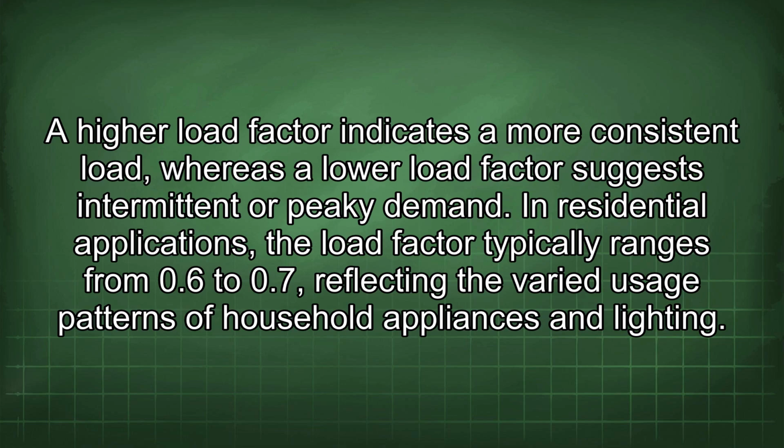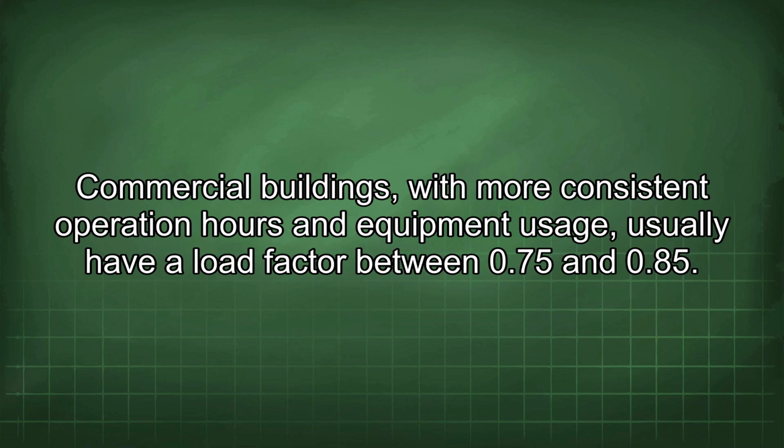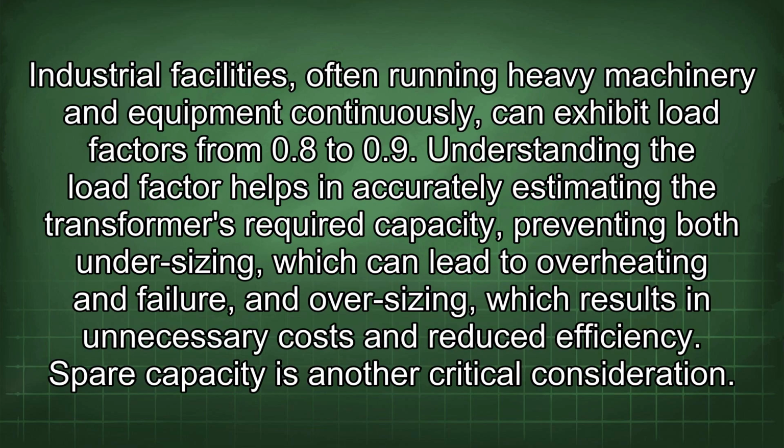In residential applications, the load factor typically ranges from 0.6 to 0.7, reflecting the varied usage patterns of household appliances and lighting. Commercial buildings, with more consistent operation hours and equipment usage, usually have a load factor between 0.75 and 0.85. Industrial facilities, often running heavy machinery and equipment continuously, can exhibit load factors from 0.8 to 0.9.